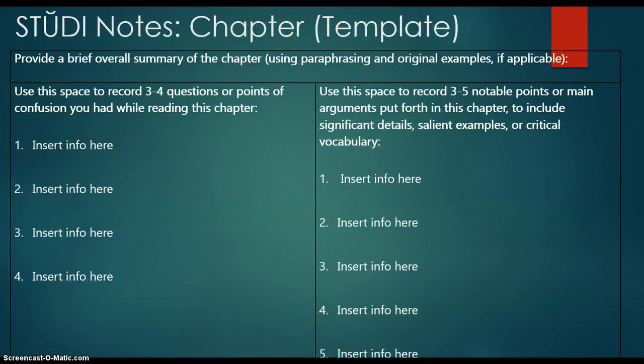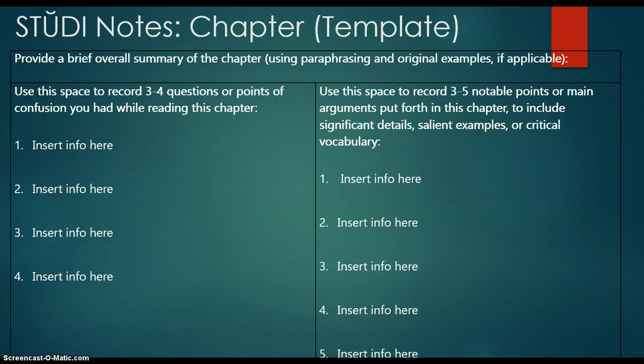This is the template for completing a study notes chapter. As you can see, there are three main sections. The first section at the top requires you to provide an overall summary of the chapter. Note that it says that you should use paraphrasing and original examples if applicable. This is actually a requirement. You will demonstrate your understanding of the content of the chapter by paraphrasing or putting it into your own words.